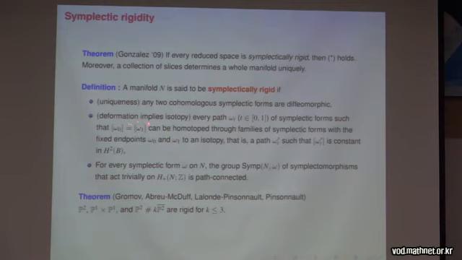And the second one is deformation implies isotopy, which means that if we have a family of symplectic forms that connects certain two symplectic forms omega 0 to omega 1, and if they have the same cohomology class, then these paths can be homotoped to an isotopy. That means there is a homotopy which sends this path to those paths. And the third one is a certain technical assumption, but anyway, we used this theorem.